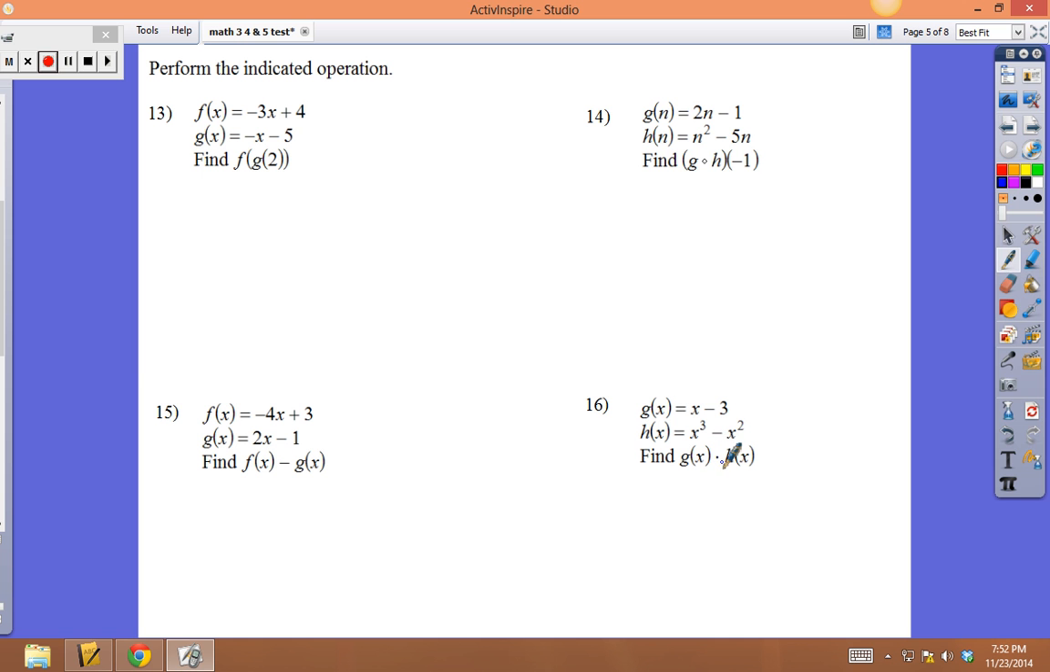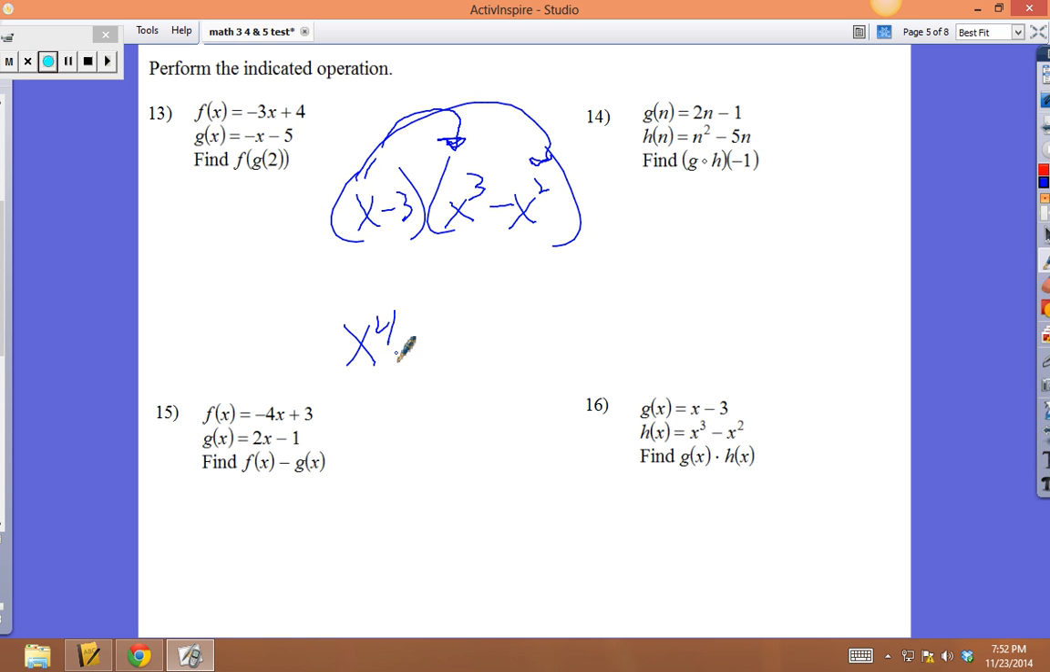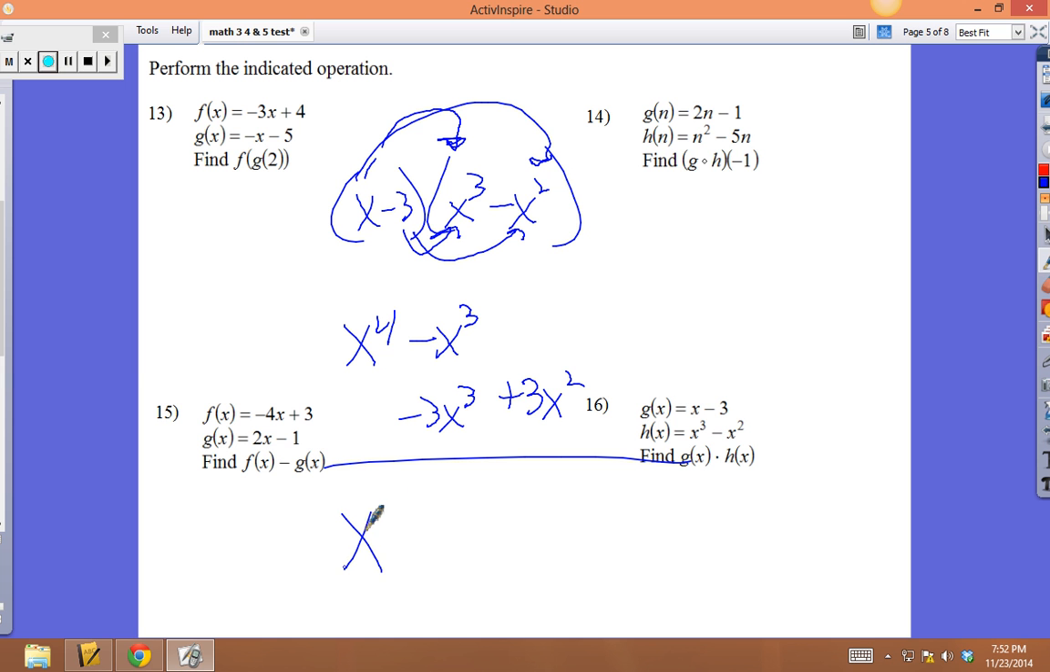16. They want you to multiply them. So they want you to do g times h. So g is x minus 3. h is x cubed minus x squared. Multiply them. x times x cubed, you have to distribute, that's x to the fourth. x times a negative x squared, that's a negative x cubed. Negative 3 times x cubed is a negative 3x cubed, and a negative 3 times a negative x squared is a positive 3x squared. So if you add your like terms, you just have x to the fourth minus 4x cubed plus 3x squared. That's it.